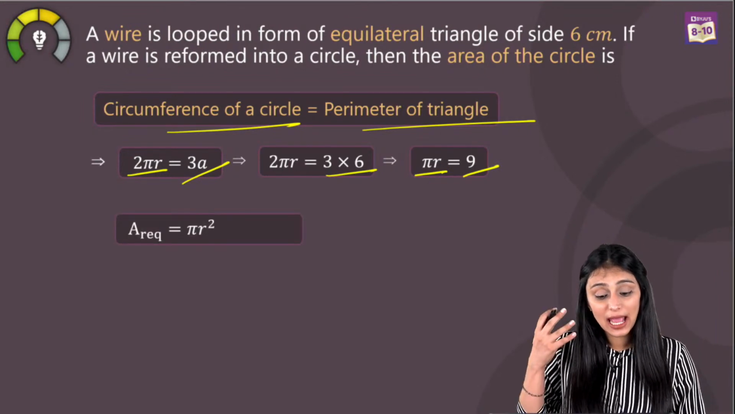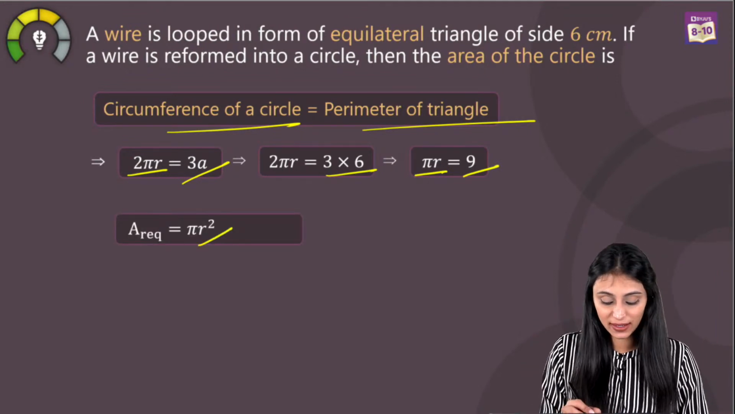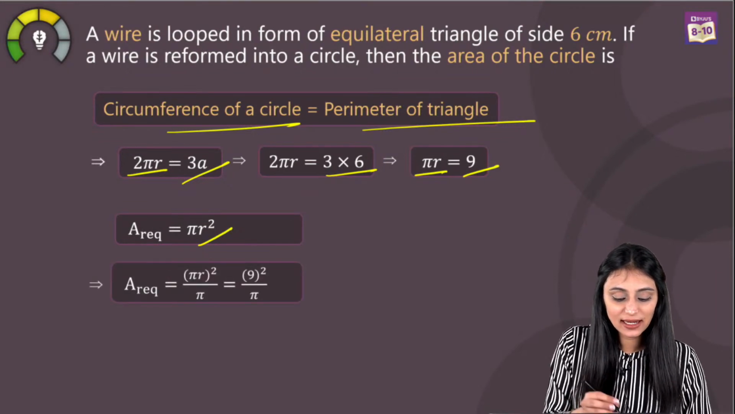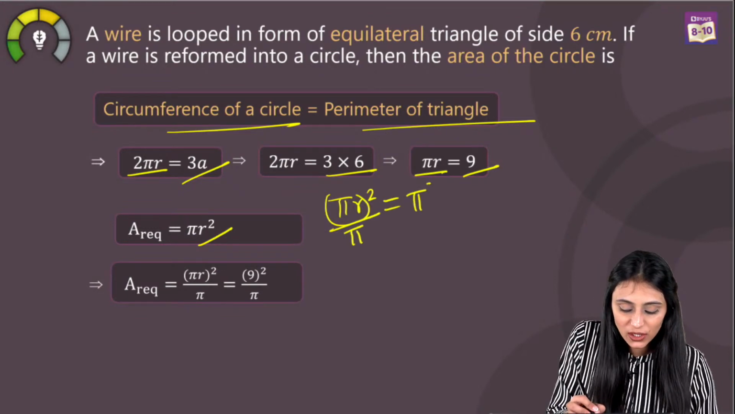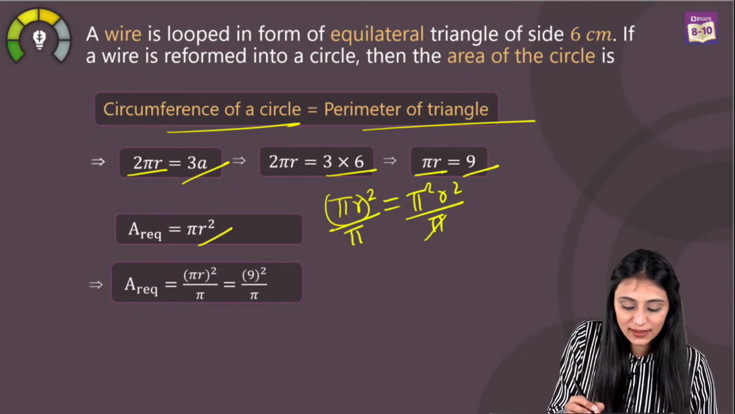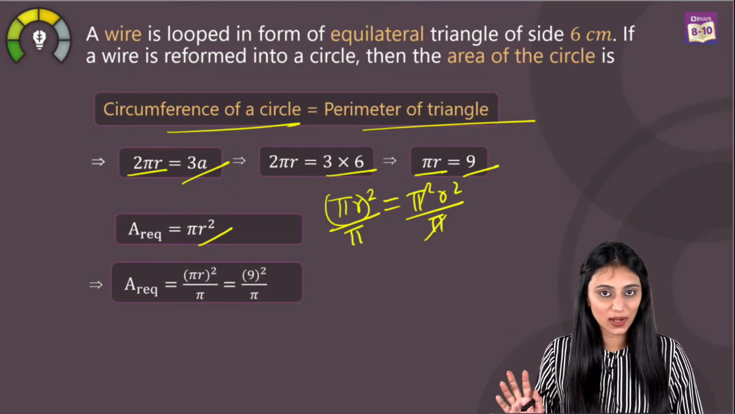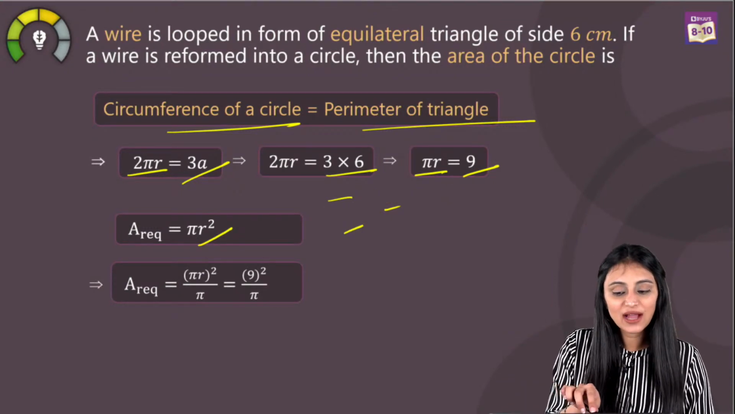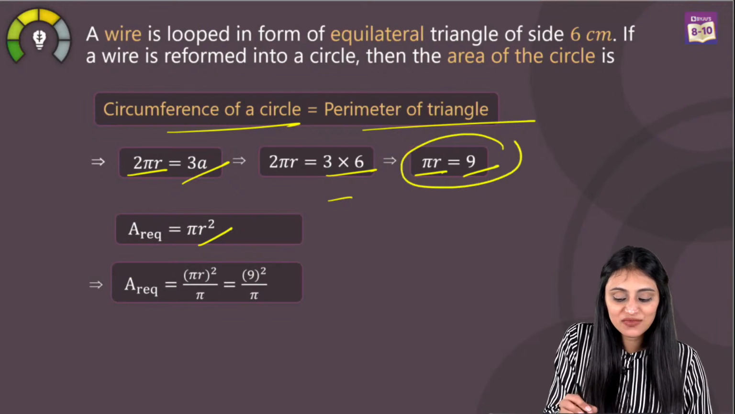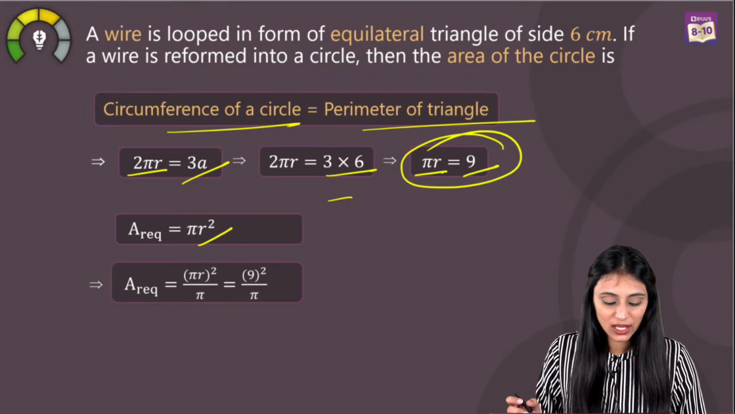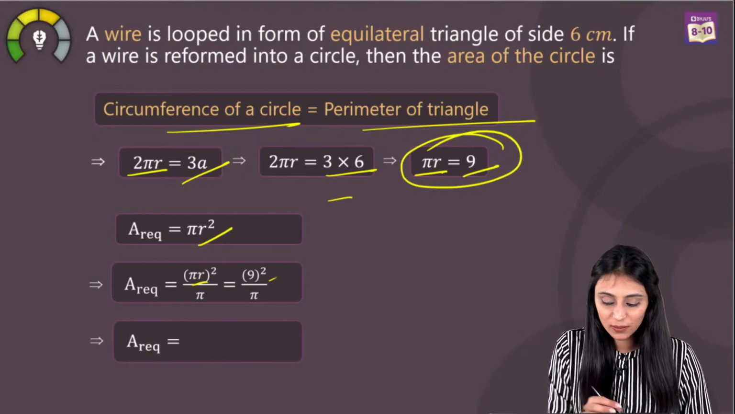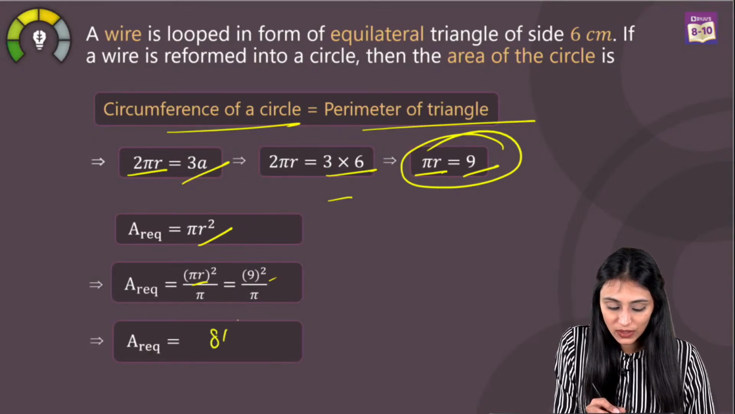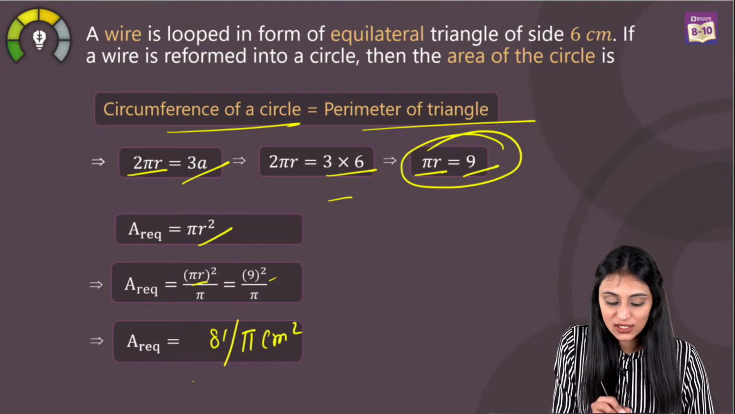Now we know the area of the circle is pi r square, right? So I can write it as pi r whole square by pi. Because if you open this up, you get pi square r square by pi, and still you get pi r square only. So why have we written it this way? So that I can use this value pi r, which is 9. I put 9 over here and get 9 square by pi, which is 81 upon pi centimeter square.